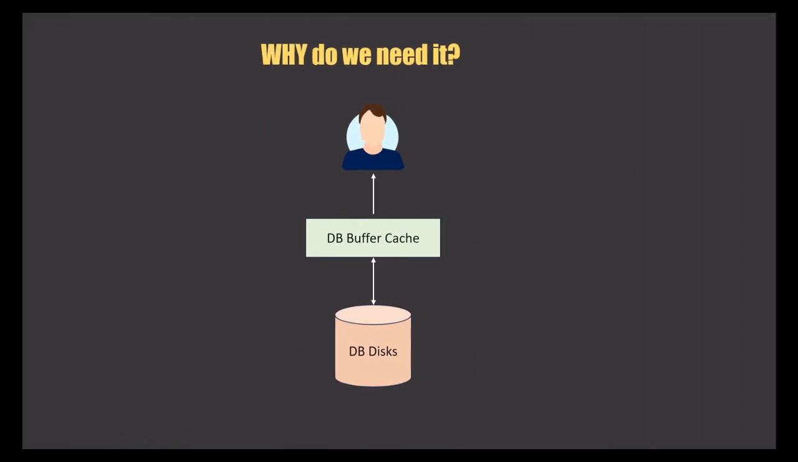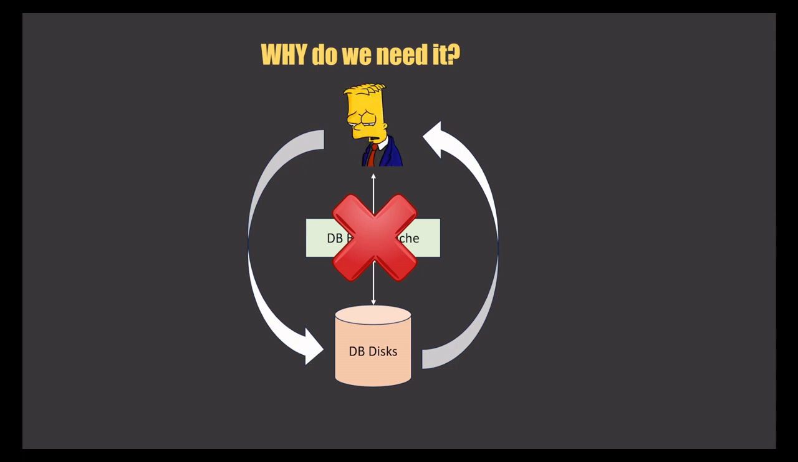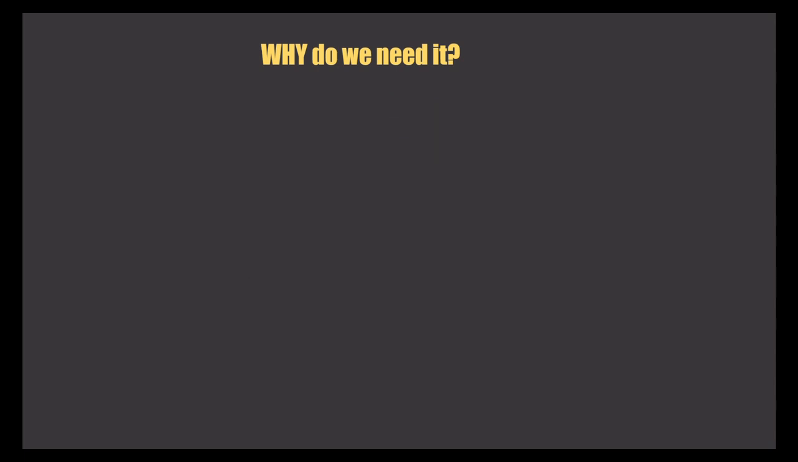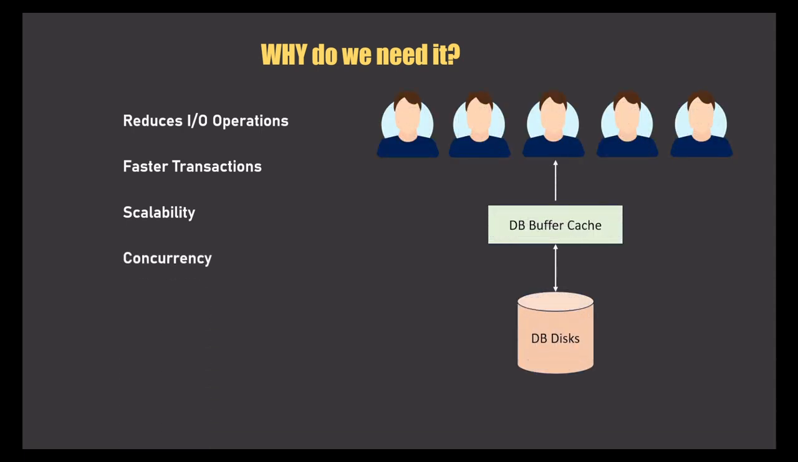Now let's understand why we need it. Without the buffer cache, every query would hit the physical disk, which is significantly slower than memory. This would mean sluggish performance, frustrated users, and wasted resources. The buffer cache reduces I/O operations, speeds up transactions, and ensures scalability. It's also essential for concurrency, as multiple users can access cached blocks simultaneously without waiting for disk reads.